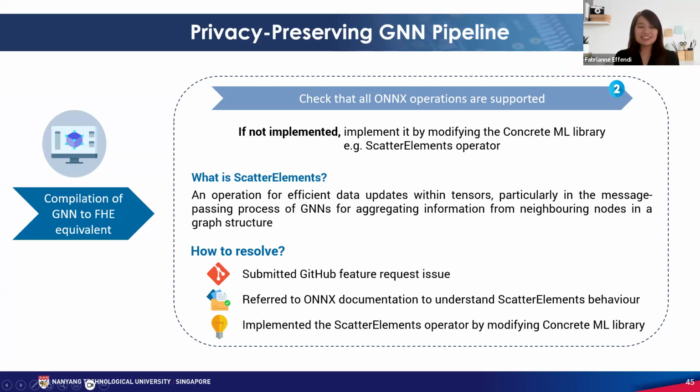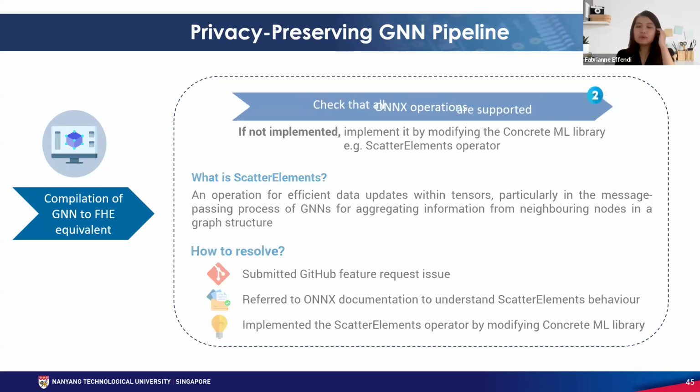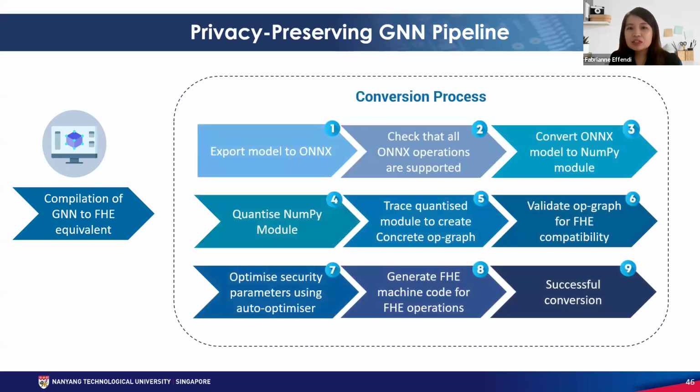In order to implement this, I did various things to resolve it. Firstly, I submitted GitHub feature request issues and communicated with Zama on different ways to go about implementing scatter elements. I also referred to the ONNX documentation to understand scatter elements behavior. And finally, I implemented this operator by modifying the Concrete ML library itself. So this is, at a high level, the conversion process of the compilation of the GNN. Let me go through the rest.